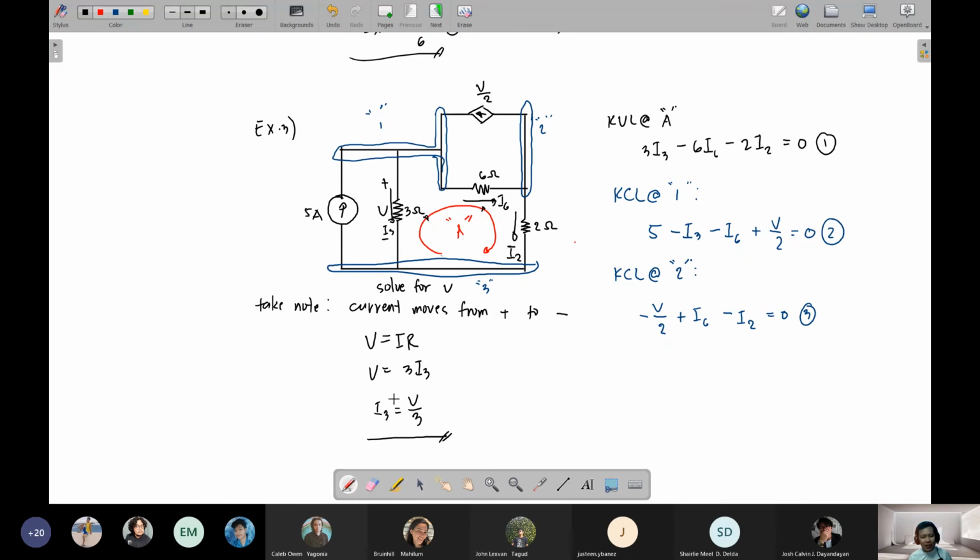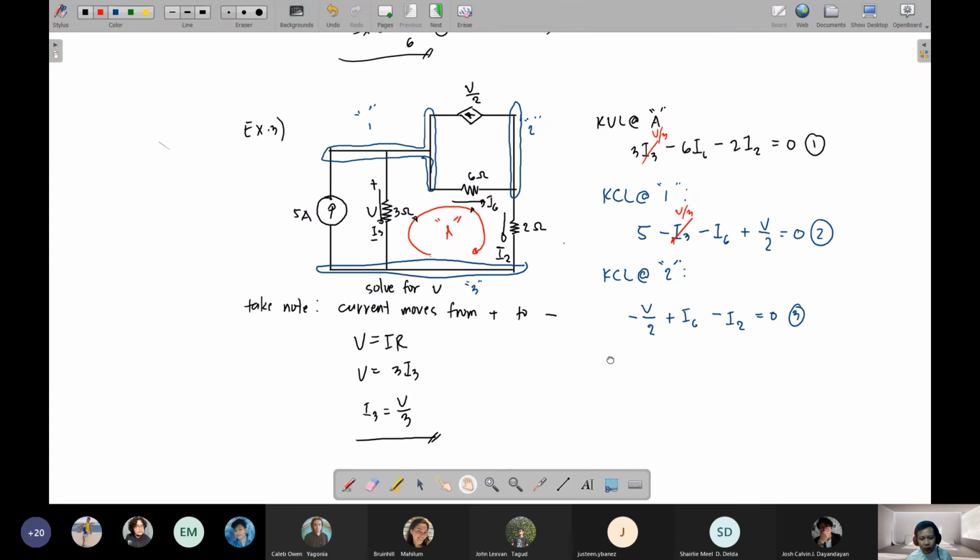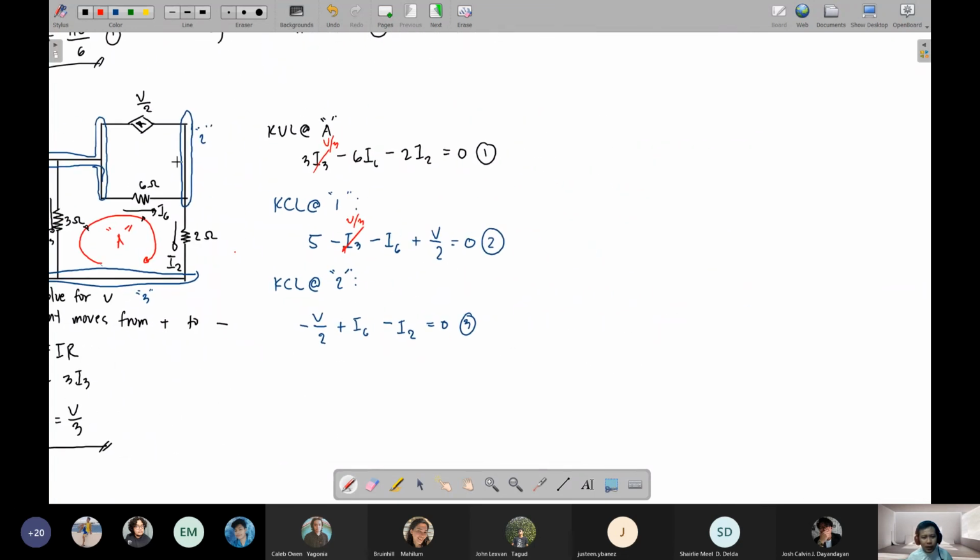So that I can substitute it here, I3 will be V over 3. This will become 3 times V over 3. The 3 cancels, so V is left. V minus 6I6 minus 2I2 equals 0.